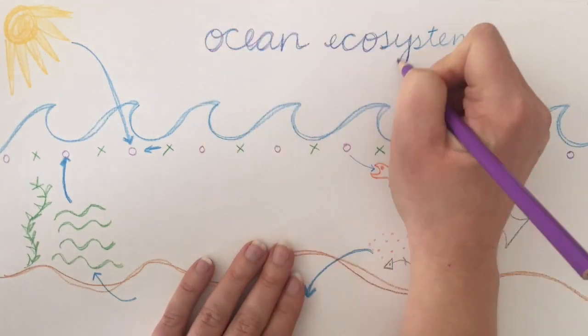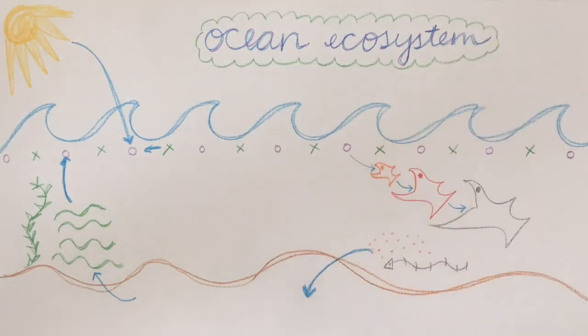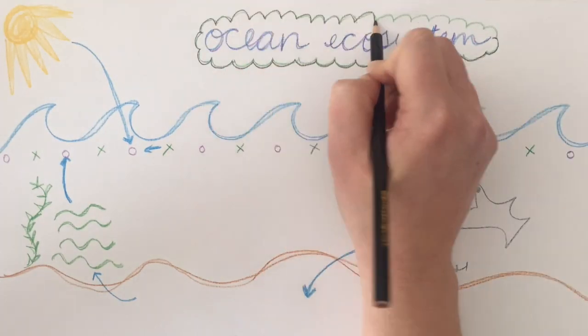This is an ocean ecosystem, but you might like to find out about and draw a different ecosystem. The ecosystem of the pond is different, for example.